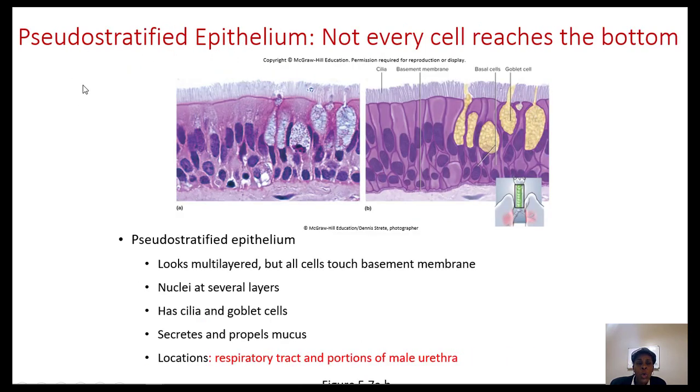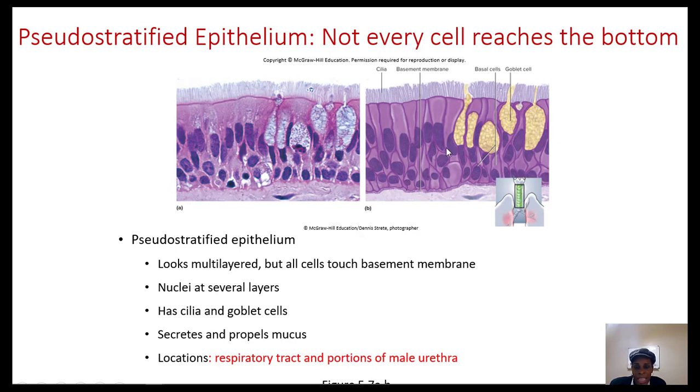What about the pseudostratified epithelium? The pseudostratified epithelium, pseudo means fake, stratified. So it's not stratified, it looks like it, but it's not. So that tells us that these are long epithelium, right? Look at them here.